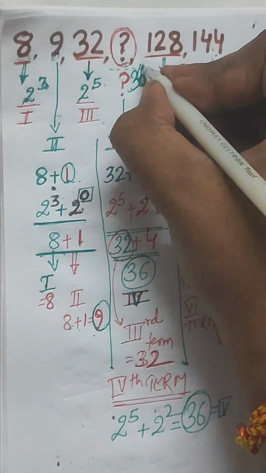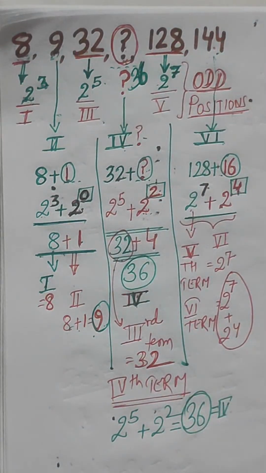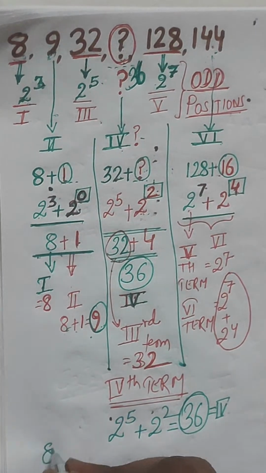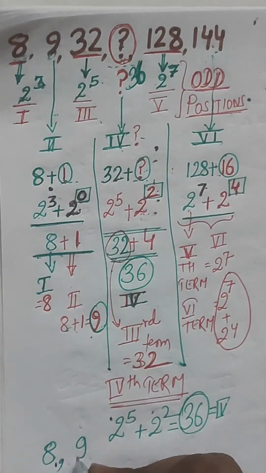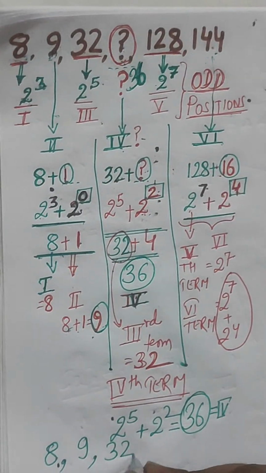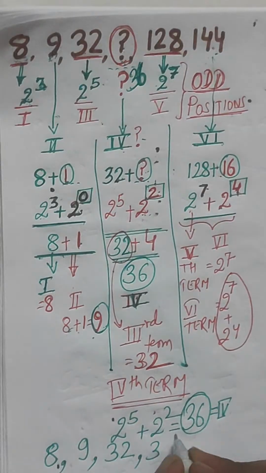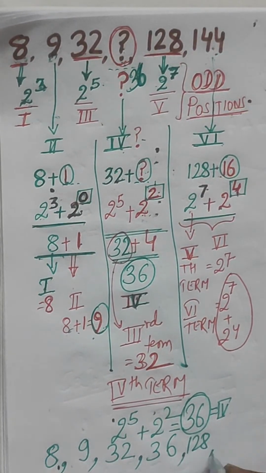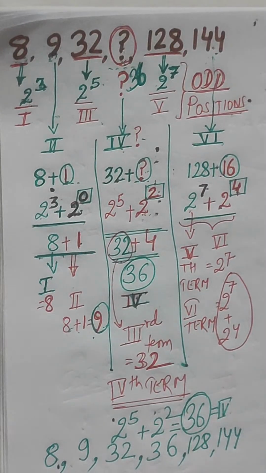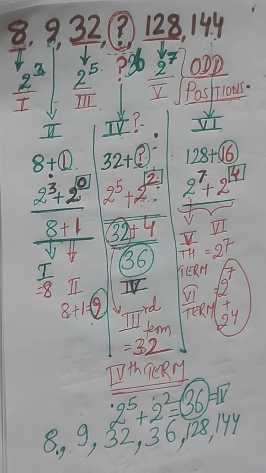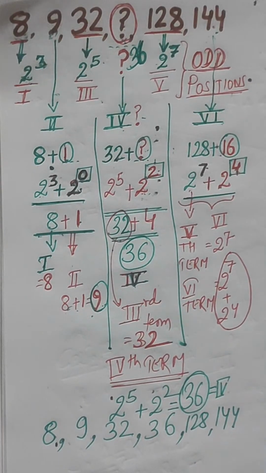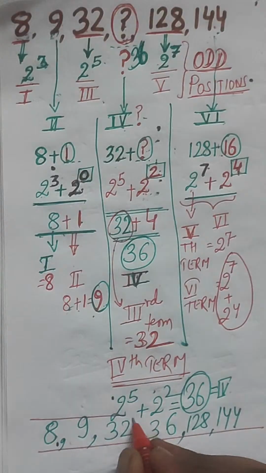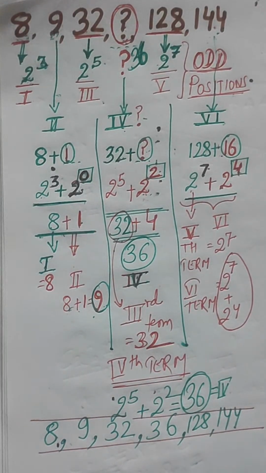And whenever this series is filled, you can see this series will be formed: 8, 9, then 32, then 36, then 128, then 144. And if this series is filled, then you can see a relation between all these terms. What is that relation? Let us see and recall.